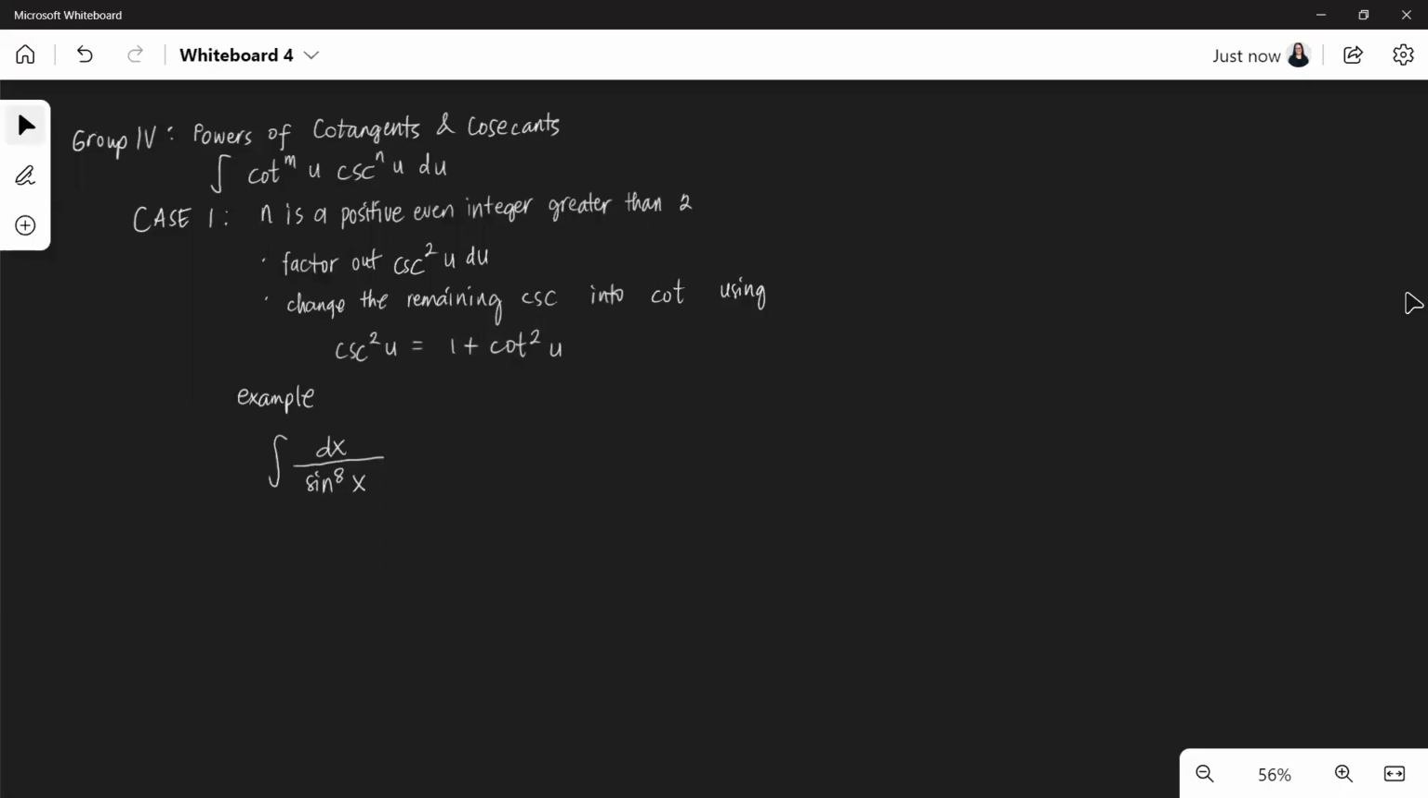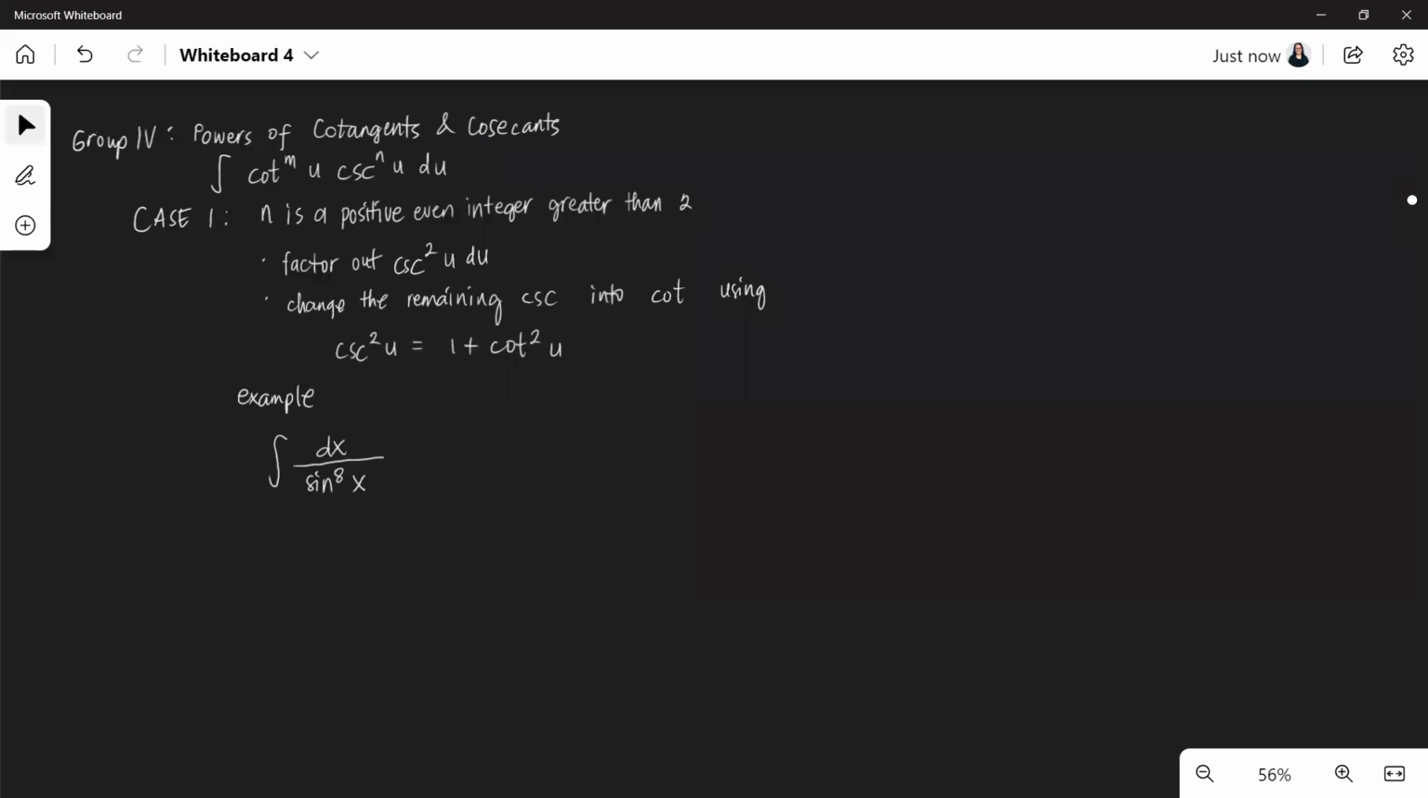So solvable group number 4 for trigonometric integrals, powers of cotangents and cosecants. Basically, we have similar methods now with group number 3. So we just replace tangent with cotangent and secant with cosecant. So the three cases for group 3 are applicable here.